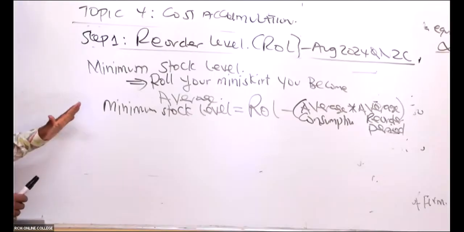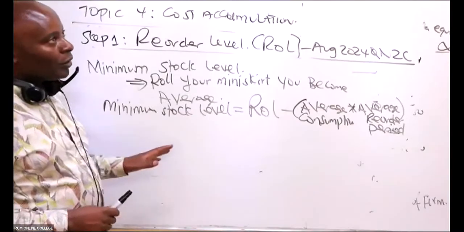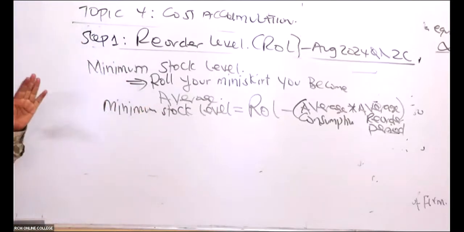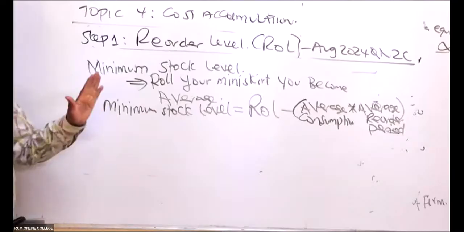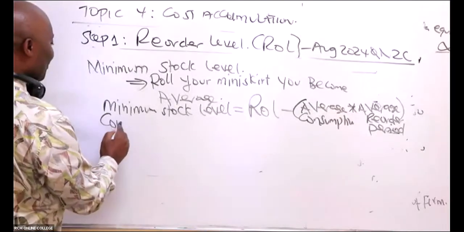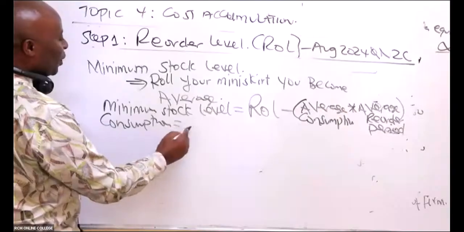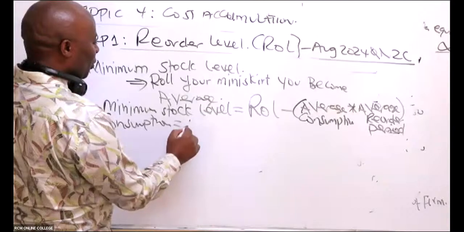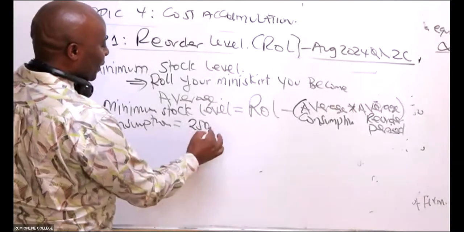So anytime they want us to give them minimum stock level, we always start with a reorder level minus average consumption times average reorder period. You'll never forget that. So remember, you had given me the consumption. You had told me that consumption was 400. The lowest was 400, 250 to what, somebody?